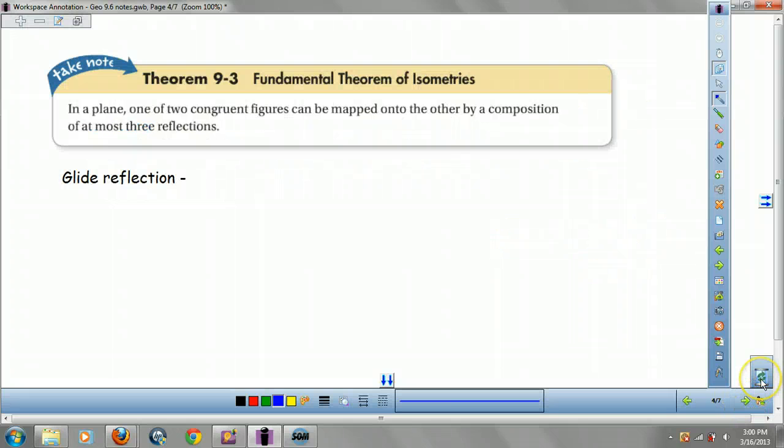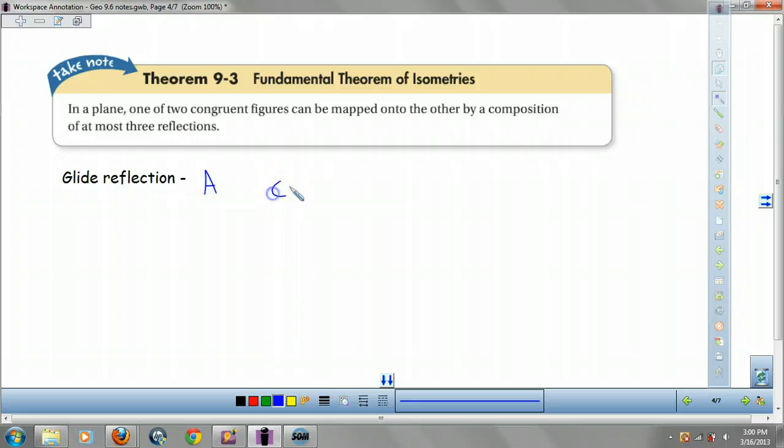Let's talk about something else. In a plane, any 2 congruent figures can be mapped on each other by a composition of at most 3. So that means you should be able to use 3 or less. We only got one more to talk about, and that's a glide reflection. What that is, ready? I'm going to give you my own 2 cents.